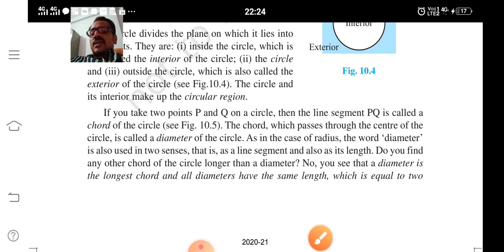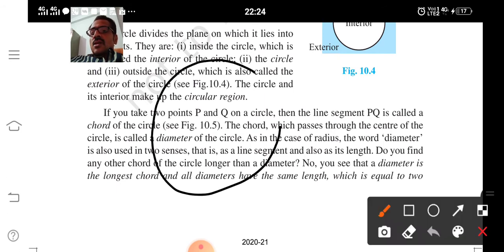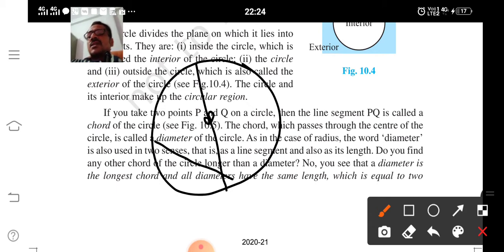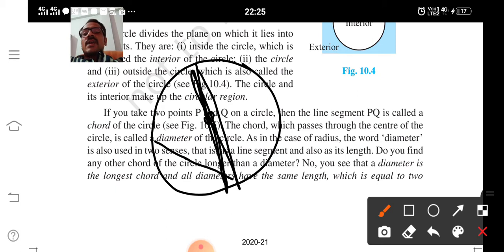So remember one thing. A line segment joining two points on the circle is called a chord, and the longest chord in the circle is the diameter. So diameter itself is a chord. Now, like radius has length and it is a line segment, the same way, diameter is also a line segment, and it has length.